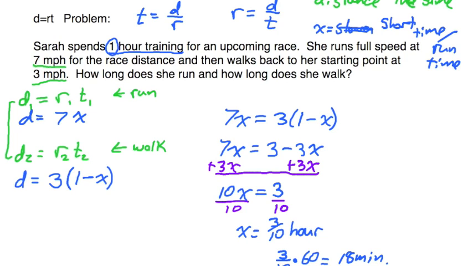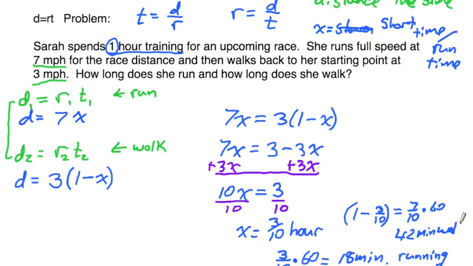So how long did she spend walking? So this is 18 minutes running. And the walking is 1 minus the 3/10 of an hour, which is, let's see, that would be 10 over 10 minus 3/10, 7/10. And again, we can multiply this by 60, and we find out that it was 42 minutes walking. Kind of scrunching it up there in that corner. So she spent 18 minutes running and then 42 minutes walking back to the beginning of the exercise.